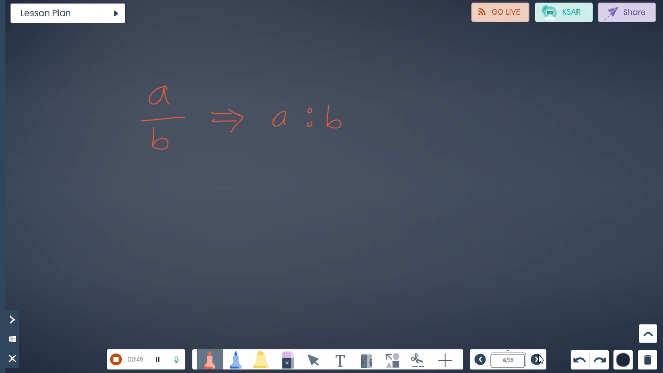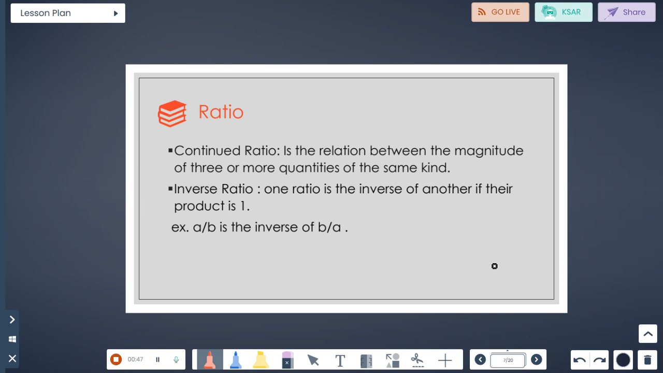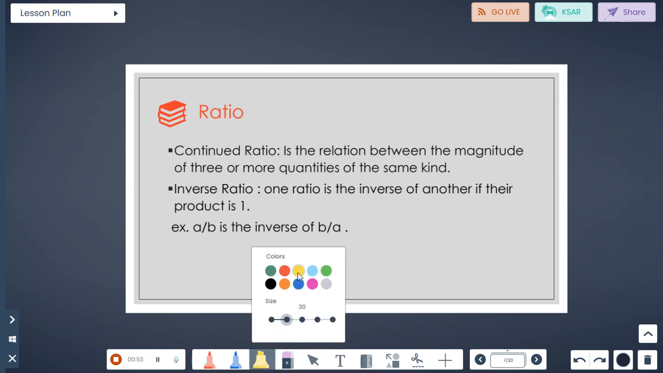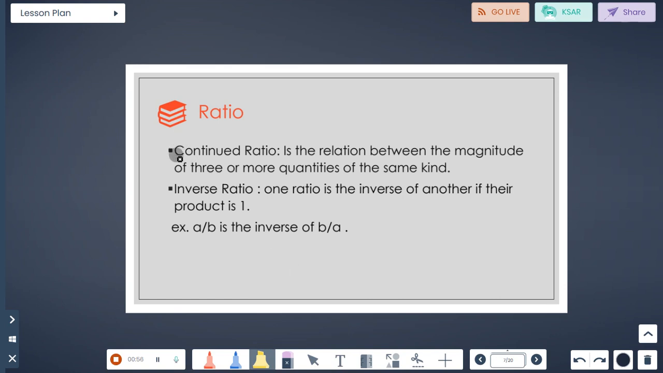There are a number of different types of ratio. First one is what? Continue ratio. Continue ratio is the relation between the magnitude of three or more quantities of the same kind.